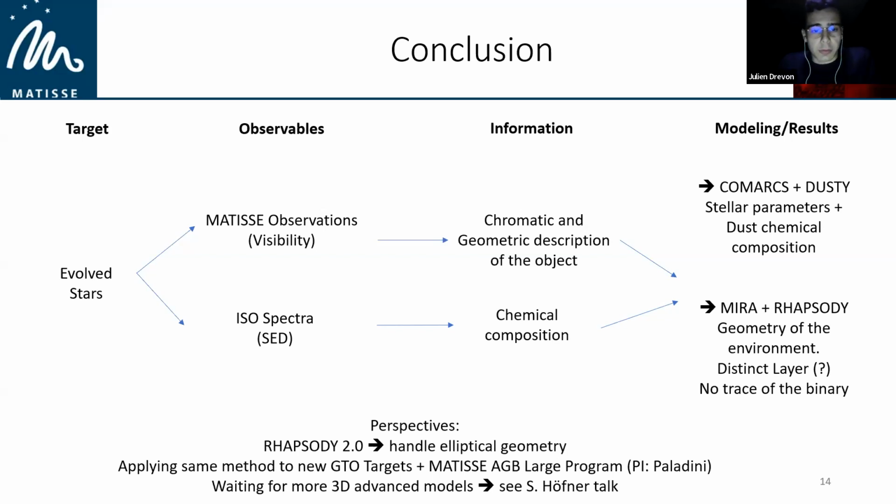So the perspective is to build Rhapsody 2.0 to be able to handle elliptical geometry, to apply the method to new GTO targets, and also to targets from the large program of MATISSE, and waiting for more advanced 3D models. And please see the talk from Susan for more information about it.